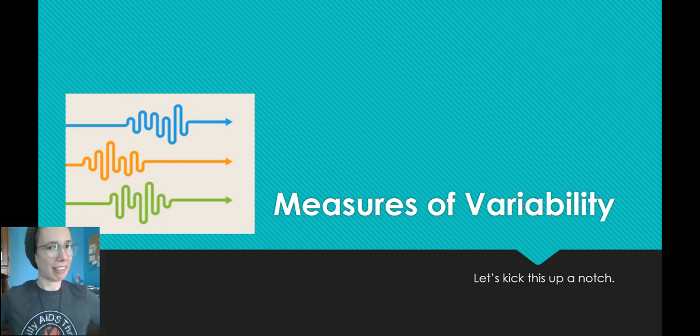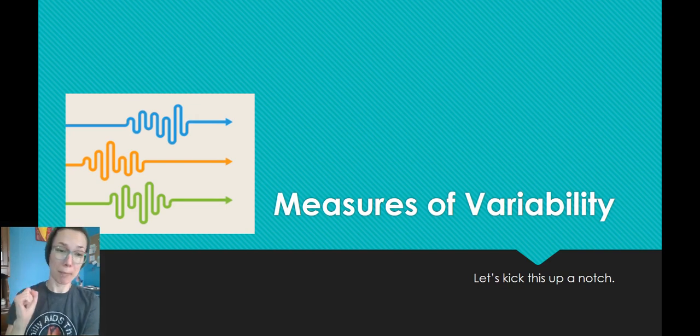Measures of variability. Let's kick this up a notch. I title it this because measures of central tendency, once you get the routine, once you get the process of calculating them, are pretty easy and straightforward. Measures of variability get a teensy bit more complicated.